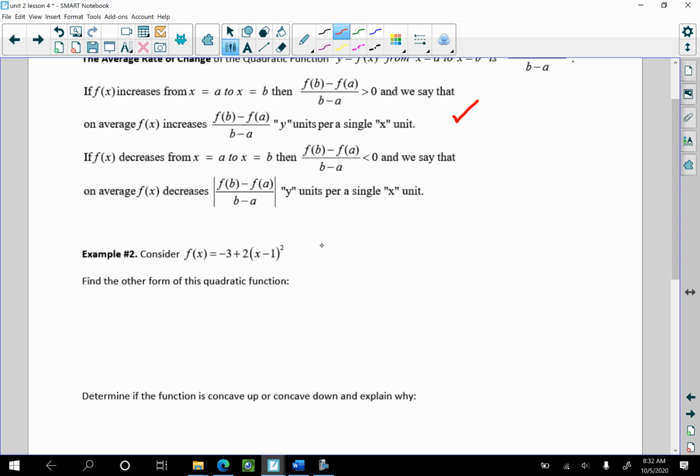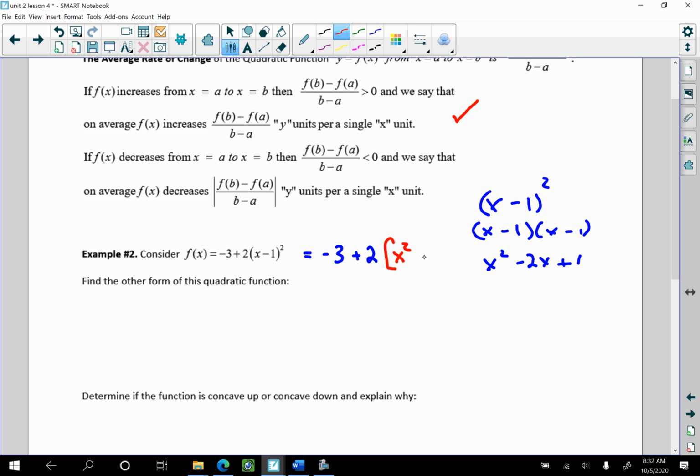All we're going to do is simplify this rule. The first thing we're going to do is take this x minus 1 and square that. X minus 1 squared is going to be x minus 1 times x minus 1, which is going to be x squared minus 2x plus 1. So this is going to be -3 plus 2 times x squared minus 2x plus 1.